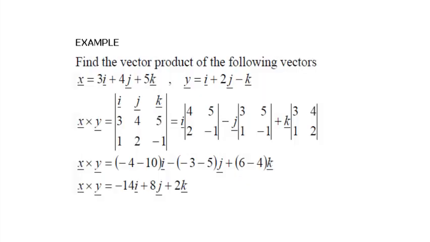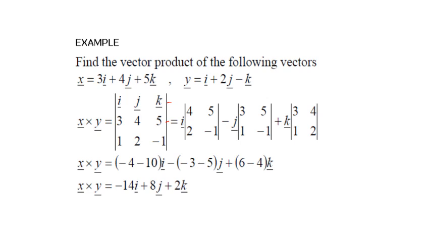Okay, let us see one example here. We have two vectors x and y. The value is 3i plus 4j plus 5k for x, and for the y vector we have i plus 2j minus k. So how to simplify? Take a determinant: x cross y equals i j k in the first row, the components of x in the second row, that is 3, 4, 5, and in the third row the components of y vector, that is 1, 2, minus 1.